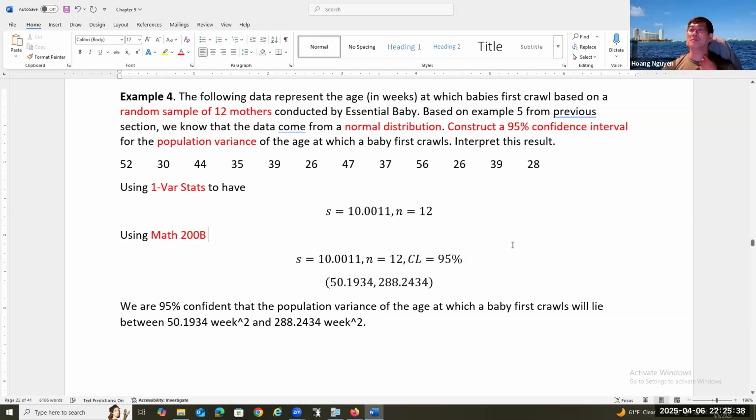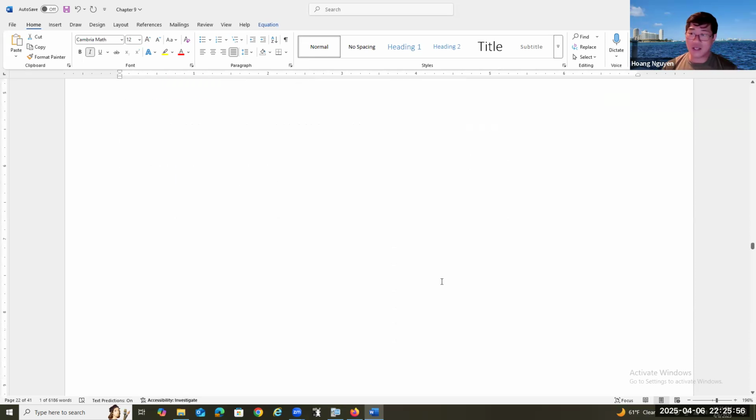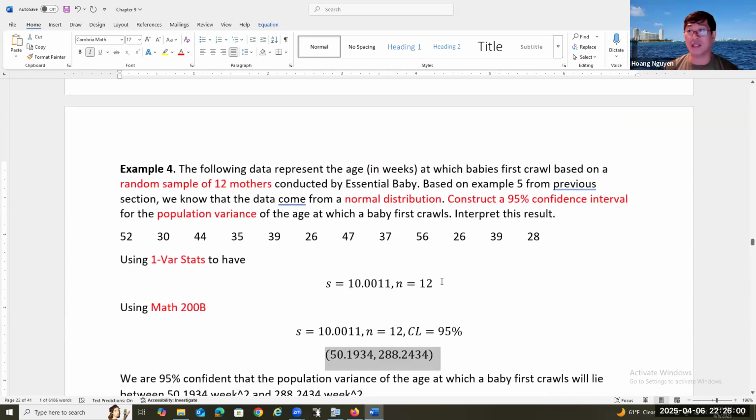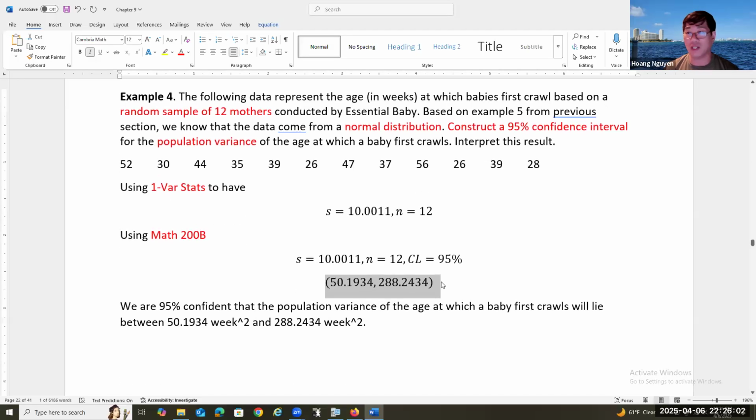So just in case you want to show me the shortcut you used on the calculator to get the answer, there's not much work you need to show. Just give me the name of the shortcut you used and the inputs you used for the calculation. After that, you can quote the answer from the calculator. So this is the second example in section 9.3, which is the estimation of the population variance or population standard deviation.